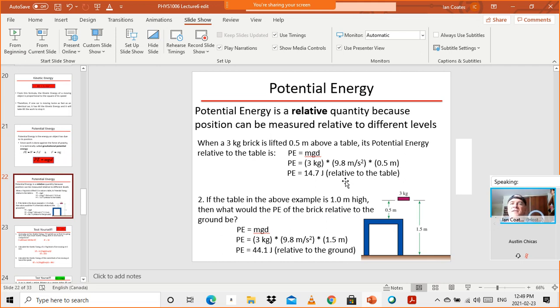Potential energy is a relative quantity because positions can be measured relative to different levels. I like this right here. We have 2 scenarios. Have a look here. Make it make sense to you. Here I've got a table, and it's a meter high. And number 1: when a 3 kilogram brick is lifted 0.5 meters above a table, what is its potential energy relative to the table?